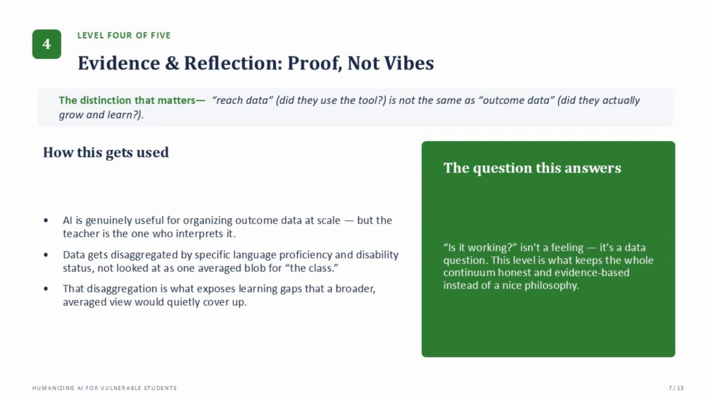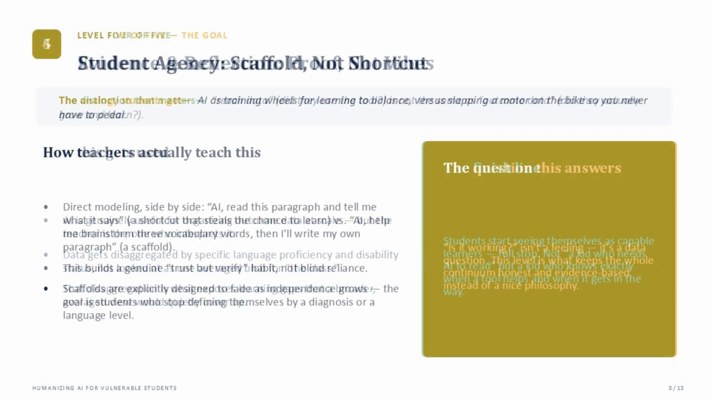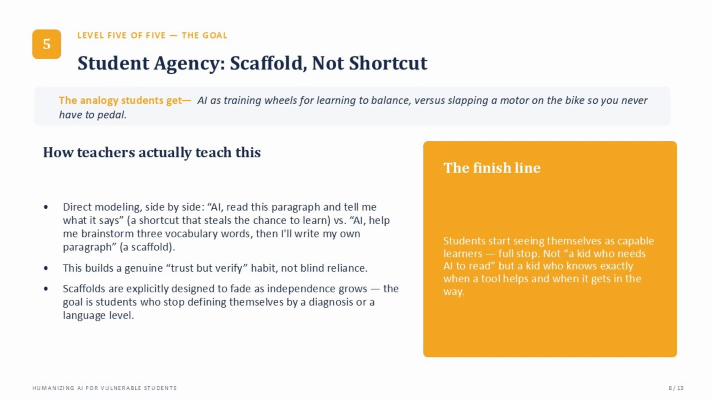Oh, I see. AI is fantastic at organizing this formative data, obviously, but the teacher is the one who has to interpret it. And they can't just look at the class average, right? They have to disaggregate that data. Yes, absolutely. They need to break those numbers down by specific language proficiency or disability status to expose those hidden learning gaps that a broad average would just totally cover up. You nailed it. Analyzing that specific outcome data really paves the way for the ultimate goal of the entire framework, which is level 5, student empowerment.